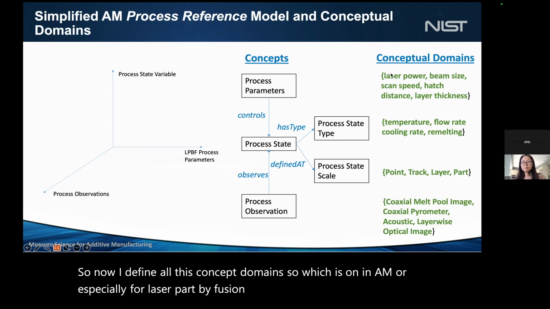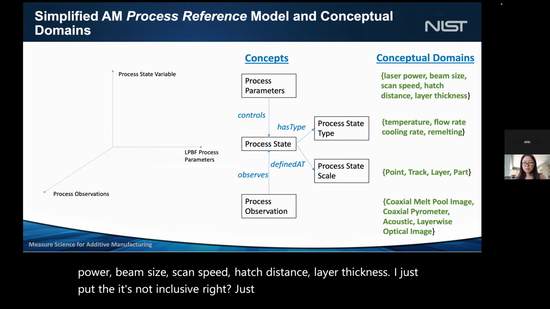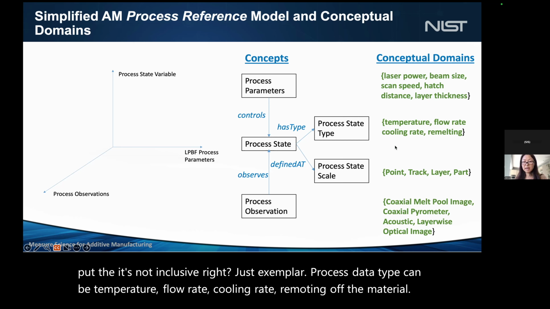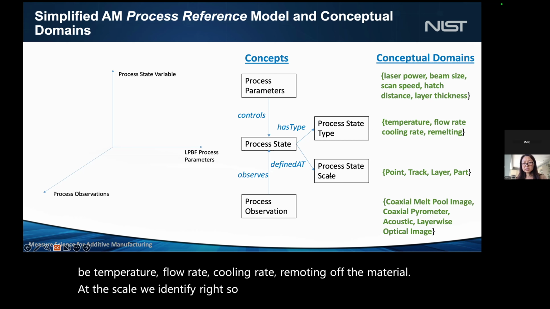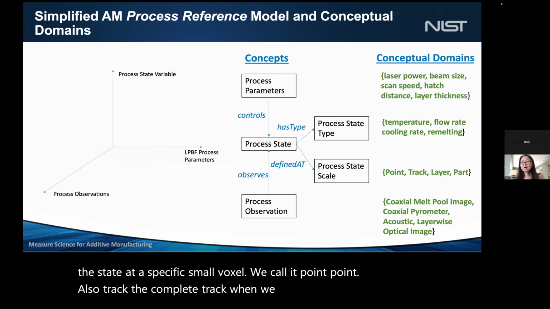Process parameters can be laser power, beam size, scan speed, hatch distance, layer thickness. It's not inclusive, just examples. Process state type can be temperature, flow rate, cooling rate, remelting of the material at the scale we identified, right? So we can represent the state at a specific small voxel, which we call a point. We can also track the complete track when we scan, or the complete layer.